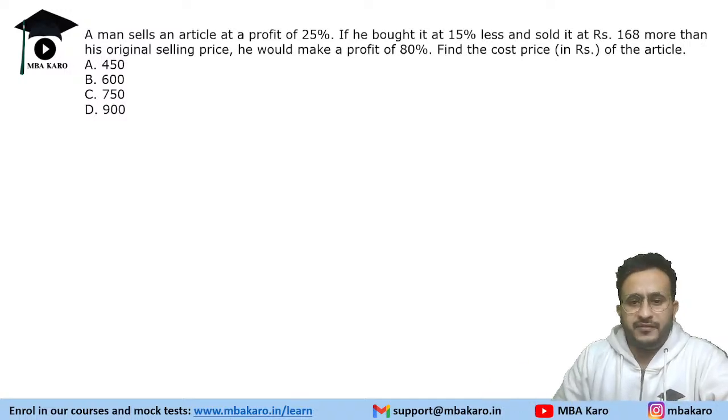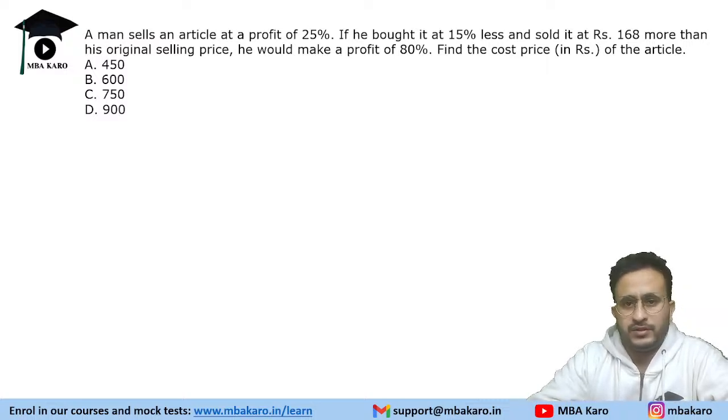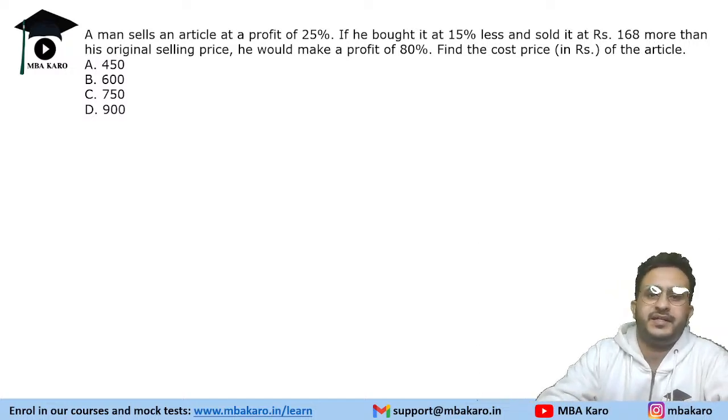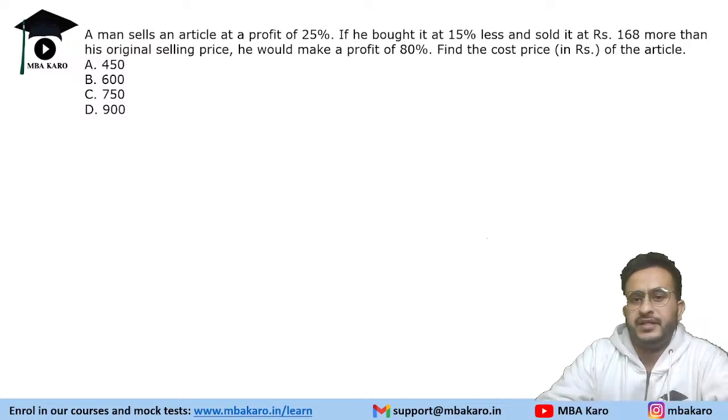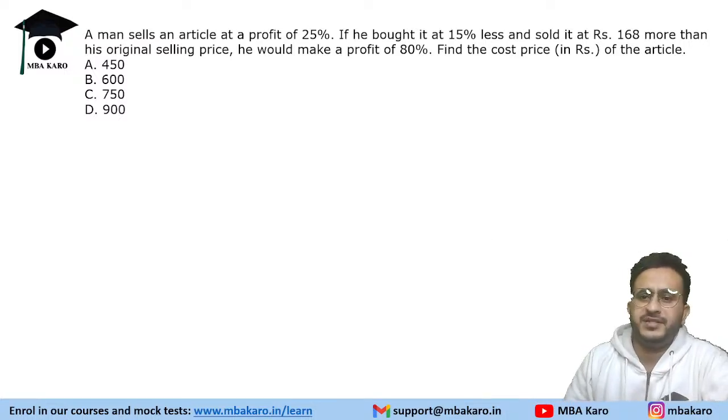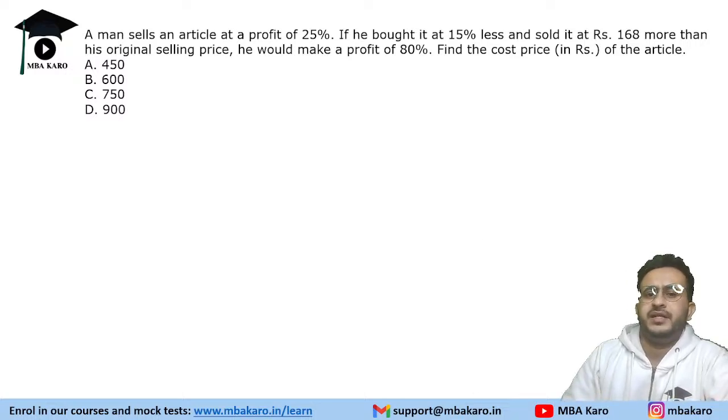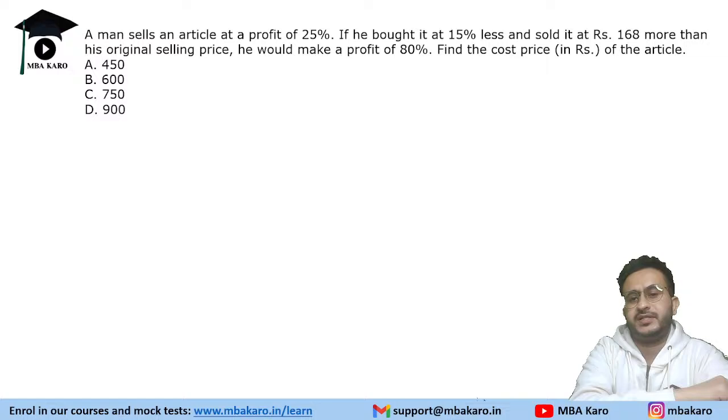Okay, so let's start with the first question. Question on profit and loss. It says a man sells an article at a profit of 25%. If he bought it at 15% less and sold it at 168 more than the original selling price, he would have made a profit of 80%. Find the cost price of the article.